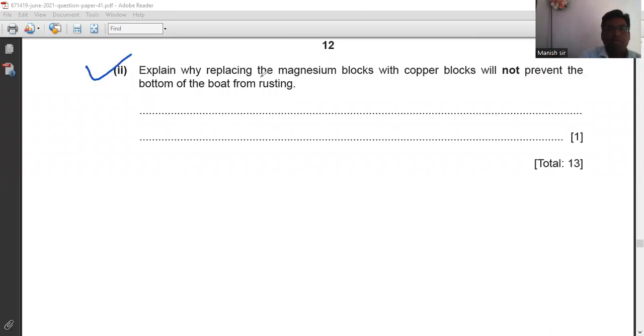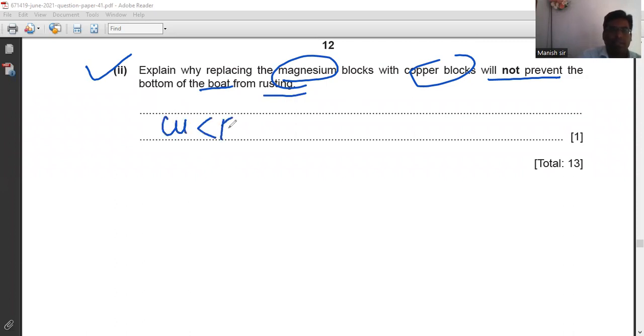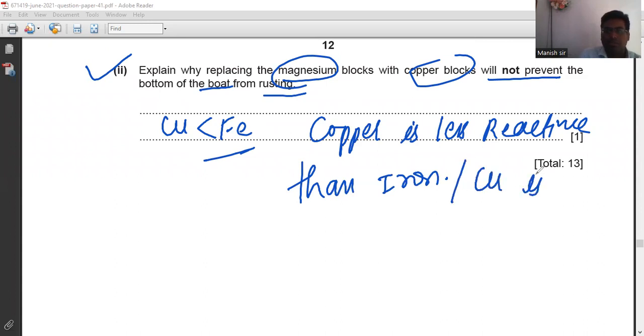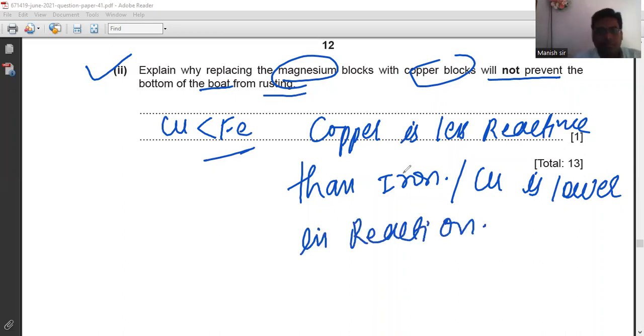Next is: explain why replacing the magnesium block with a copper block will not prevent the bottom of the boat from rusting. Because copper is less reactive than iron, right? So right here in the statement, copper is less reactive than iron, right? Or copper is slower in reaction. So this is the answer for that one, right? So it can't prevent rusting.